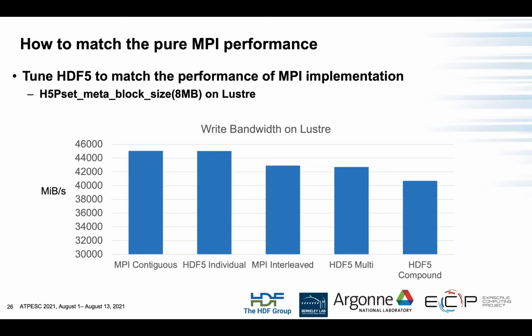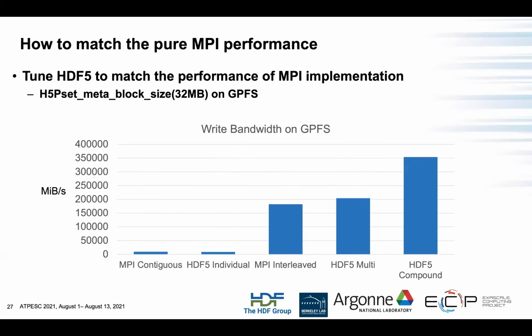To do that, let's first discuss Lustre. We set a metadata block size of 8 megabytes, and then we monitor the bandwidth, and you can see that the MPI contiguous and the HDF5 individual can give a similar performance as the MPI-only performance. Now, if we go to GPFS, you can see that this changes.